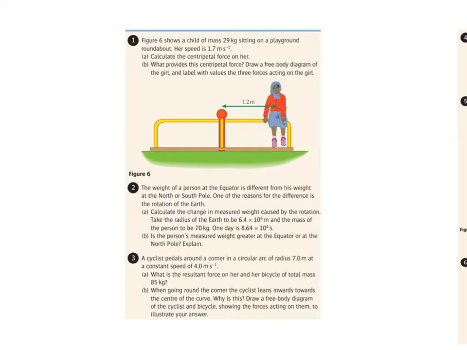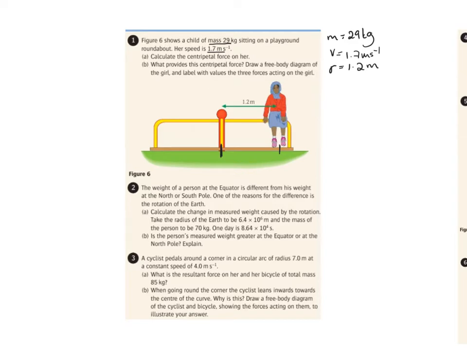It shows a girl that has a mass of 29 kilograms, so we need to make a note of that. Sitting on a playground roundabout. Her speed is given, so this is a linear speed, remember, meters per second refers to linear speed. And then it asks you to calculate the centripetal force acting on her. If you look at the diagram, it also shows you that the girl is spinning from the pivot, so from the center of the circle. She sat at 1.2 meters, so the radius is 1.2 meters.